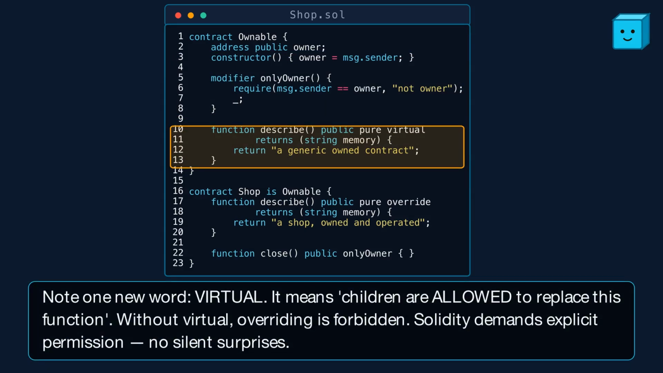Note one new word, virtual. It means children are allowed to replace this function. Without virtual, overriding is forbidden. Solidity demands explicit permission, no silent surprises.